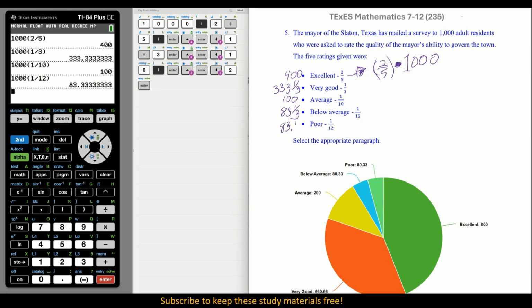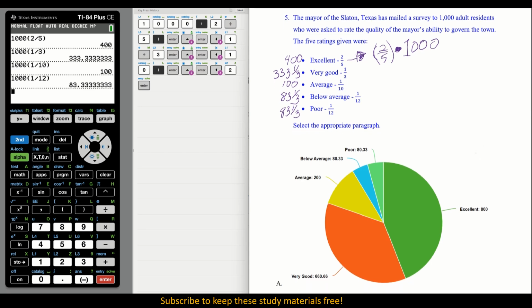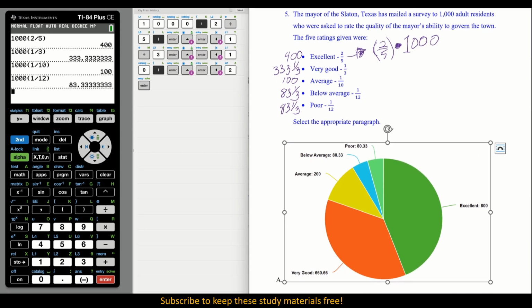Oh, I put a decimal. Okay. And 1/3. Okay. So let's take a look at the first option, option A.